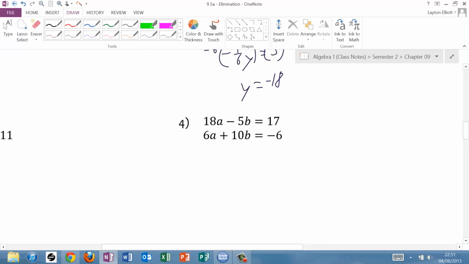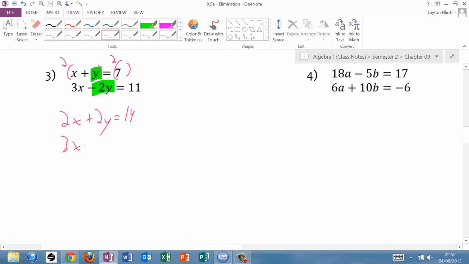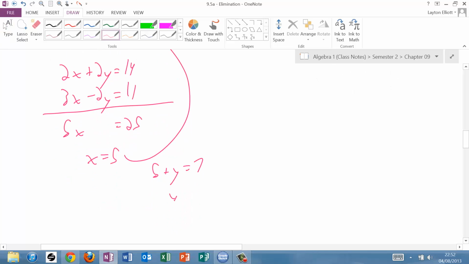Okay, next one. I see that I don't have them lined up, so I have to pick a variable to target. Maybe I'll pick the y's, because if I multiply the numerator by a 2, then it's going to become 2y. So let's rewrite this. 2x plus 2y is equal to 14. And 3x minus 2y is equal to 11. Add, and you get 5x is equal to 25, or x is equal to 5. Substitute back, and I get 5 plus y is equal to 7, or y is equal to 2. So express it as an ordered pair. And we have 5, 2 as our solution.